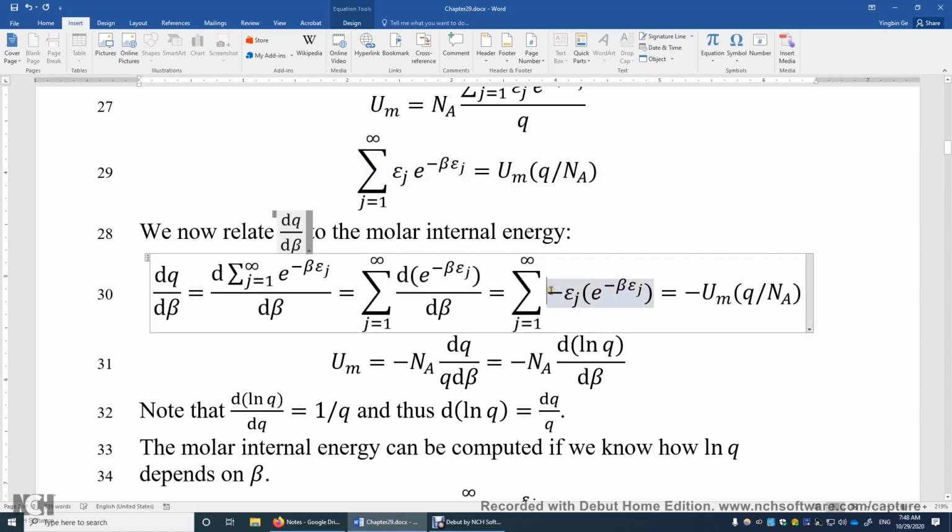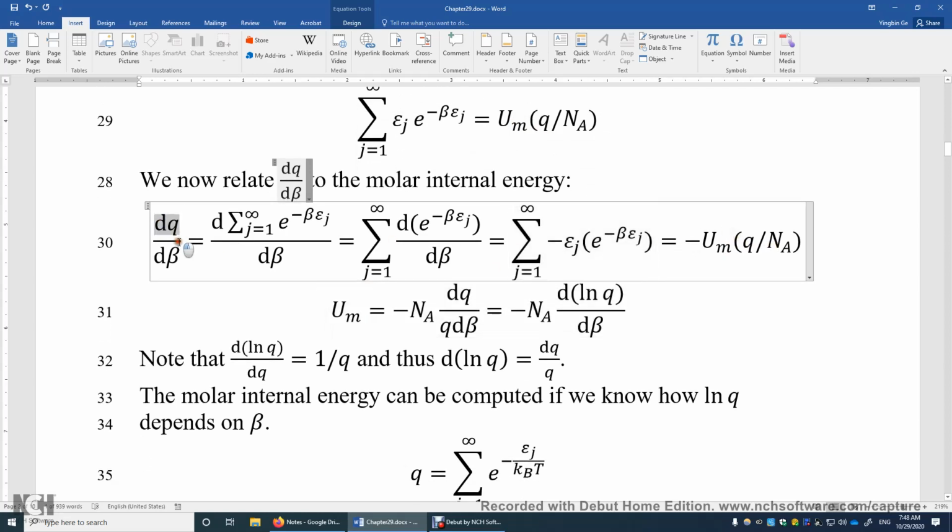The only difference is the negative sign. So I'm going to add this negative sign in here. So this sum is negative molar internal energy times the partition function over the Avogadro constant. So by looking at dq over d beta and this negative molar internal energy times q over Avogadro constant, we have this molar internal energy to be negative Avogadro constant times dq over q over d beta.